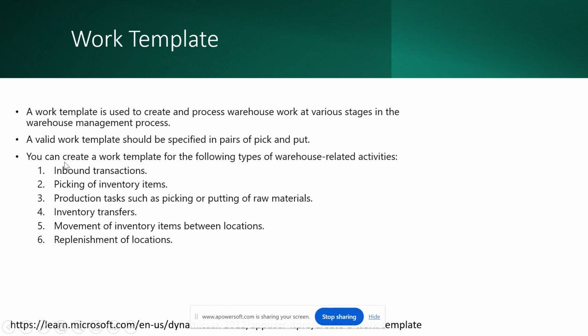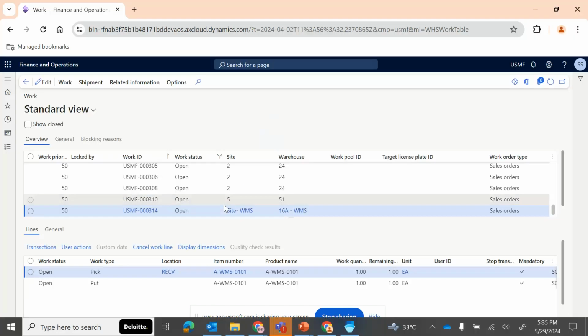So we will also see this in the D365 screen. And also you can create a work template for the following types of warehouse related activities, whether, like I said, for inbound transactions, or for the purchase order, registration, for picking of inventory items, or production related tasks. If you want to perform the warehouse work or inventory transfers movement, all these are possible by configuring the work template accordingly, right? So first let's get into the D365 screen.